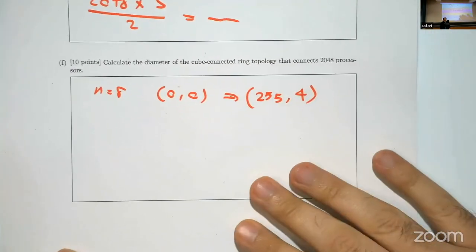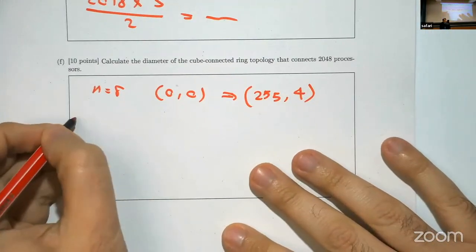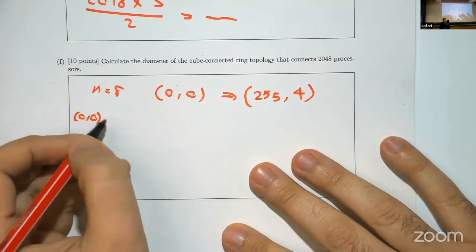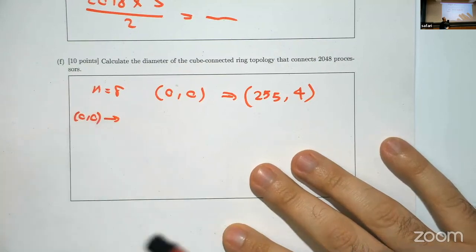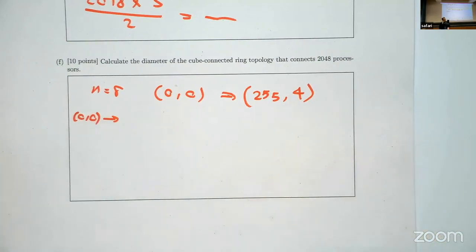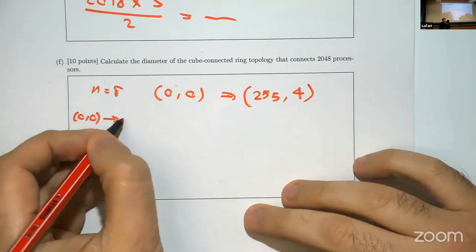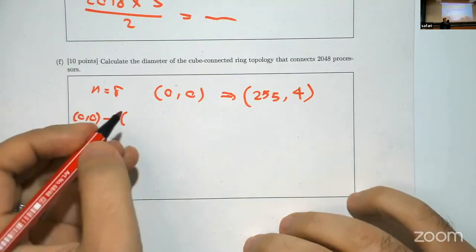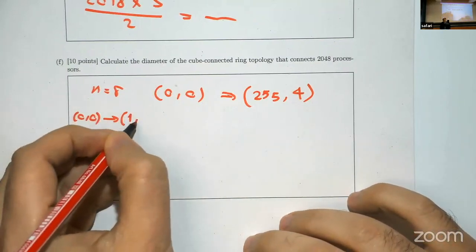So here we need to start with our node, which is, for example, 0 and 0, and then basically put all the nodes that we are visiting in order to reach the destination. So the next one would be, so we first want to, for example, take a hypercube pass. It's going to be 1, 0.